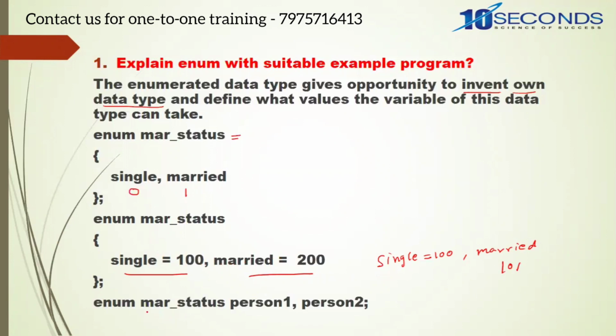So enum marital status person 1, person 2. So here we are declaring variables person 1 and person 2 of data type marital status. So marital status is the data type, like how we have built-in data types like int, float, char, double. Marital status is a user-defined data type. So here variables are person 1, person 2.